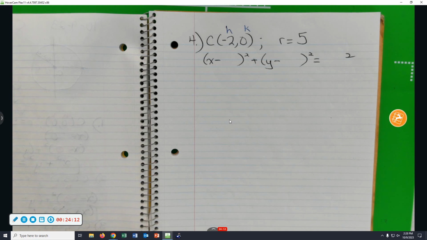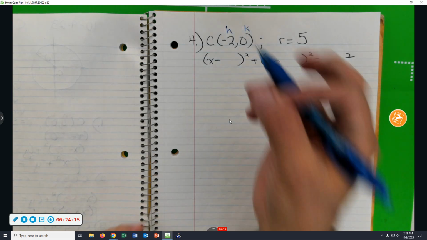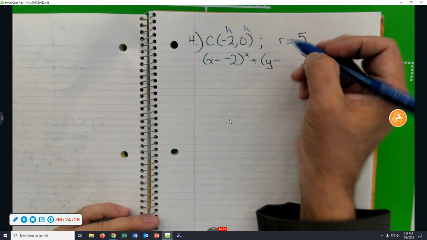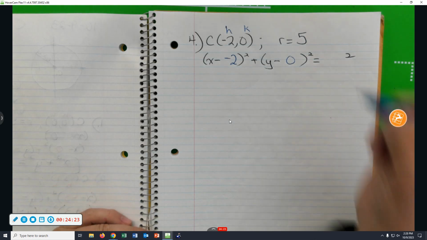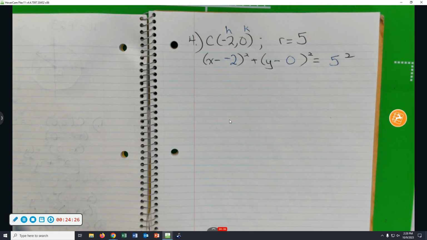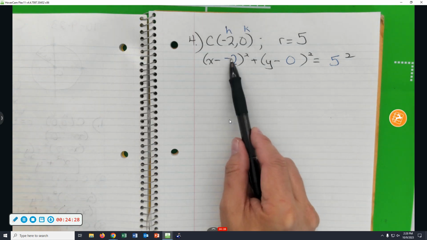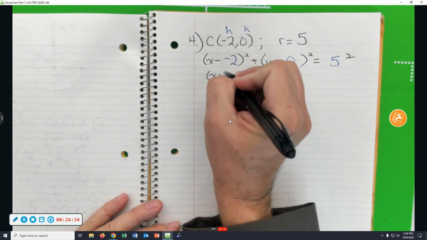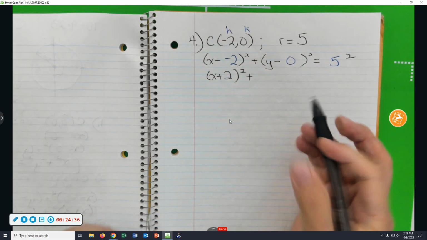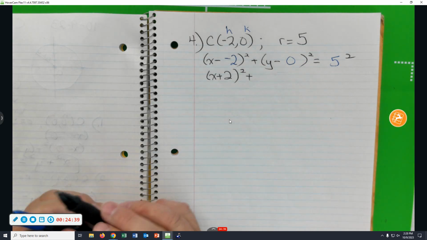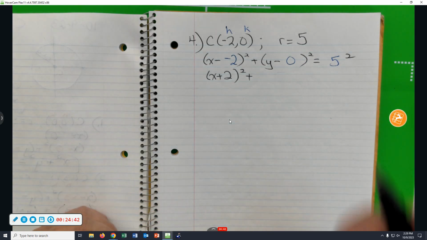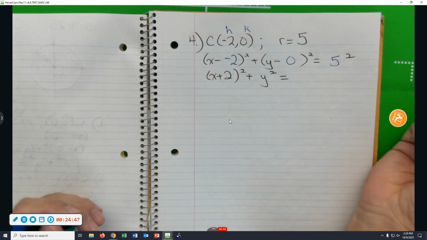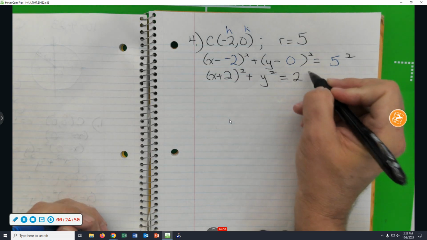What's going to go after the x minus? Negative 2. What's going to go after the y minus? 0. And what's being squared on the right? 5. I agree. X minus a negative, what's about to happen there? Okay, so we have an x plus 2 squared. We can clean this up very nicely. Y minus 0 squared is the same thing as just y squared. We don't even need parentheses there. Equals 25.